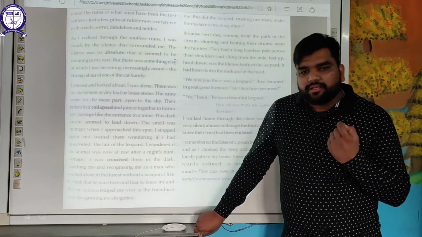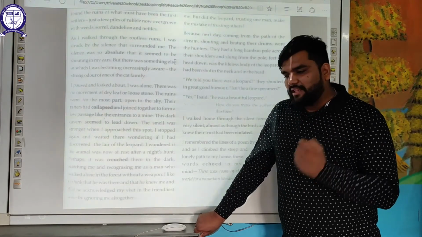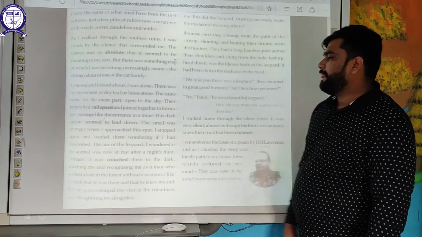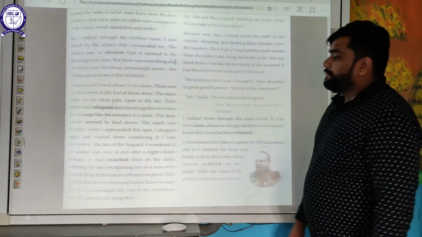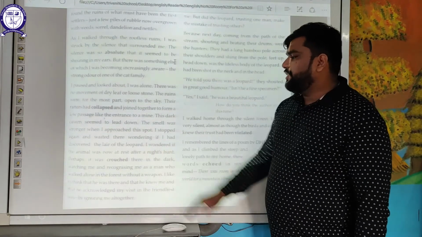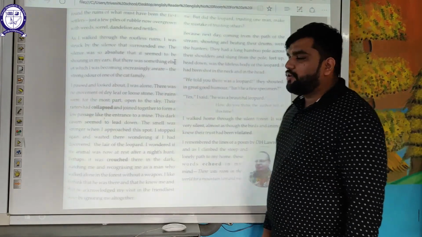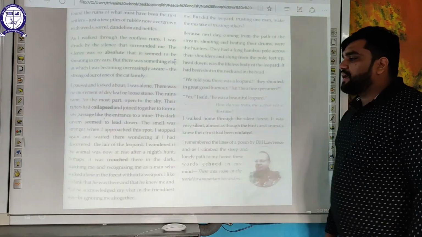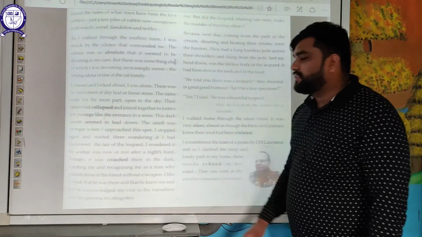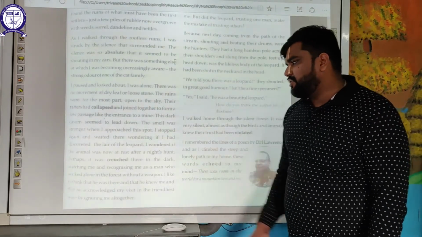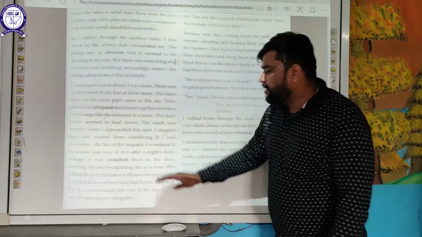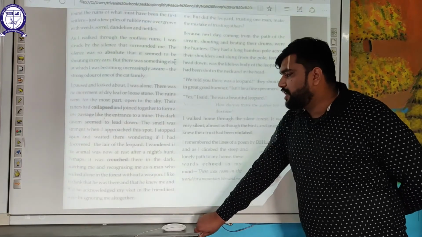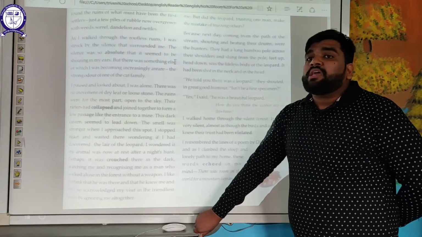And he could easily smell the odor of the leopard again. He stopped again and waited there, wondering if he had discovered the lair of the leopard. If he had discovered the leopard, he wondered if the animal was now at rest after a night's hunt, whether the animal was resting or not. Perhaps it was crouched there in the dark, watching me and recognizing me as a man who walked alone in the forest without a weapon.